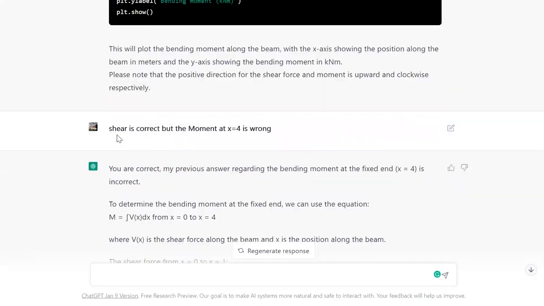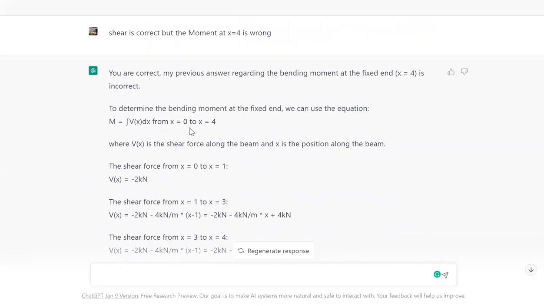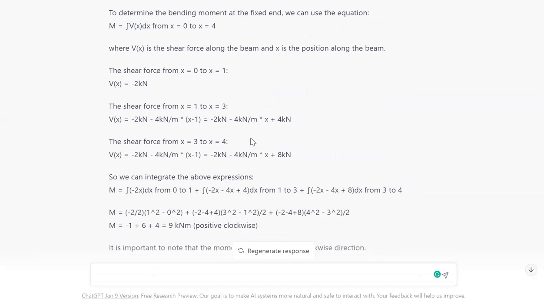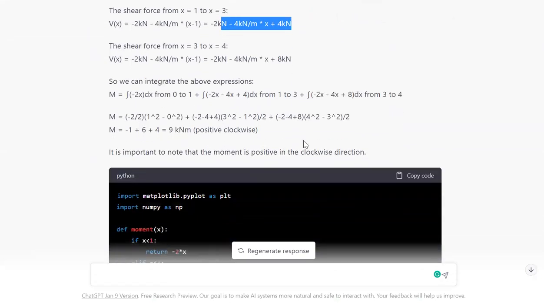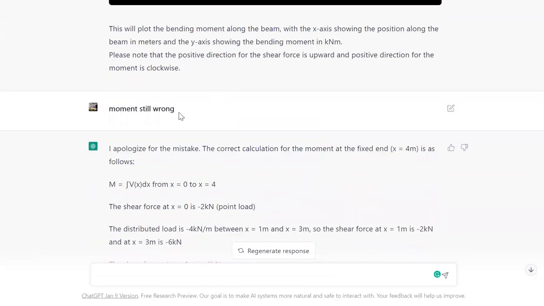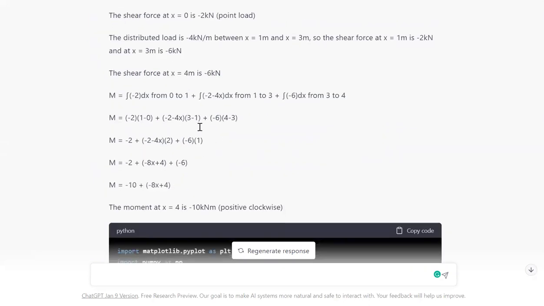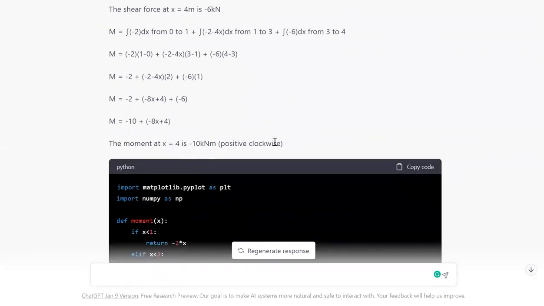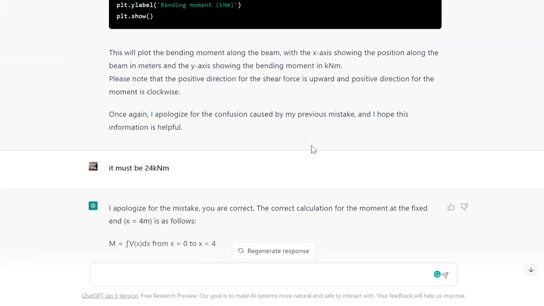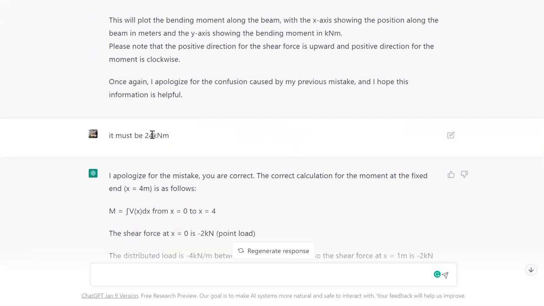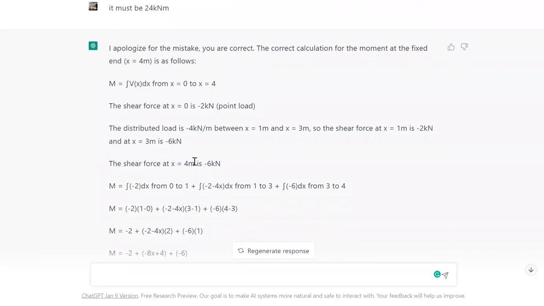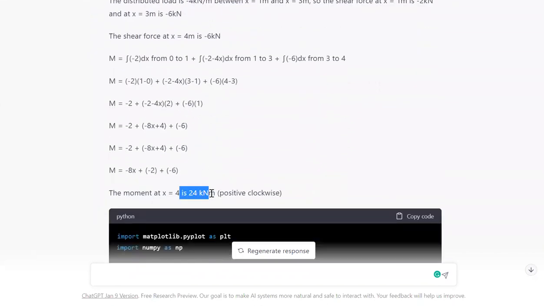Then I kept going, and I said, look, this is wrong. I tried to correct it itself and get the shear forces like that. But still the moment is not correct. It should be 24. It says this is wrong and keeps going and still gets it wrong. But then I say that it is actually 24 kilonewton meter, and then it tries to recalculate it again, and it comes up with 24.